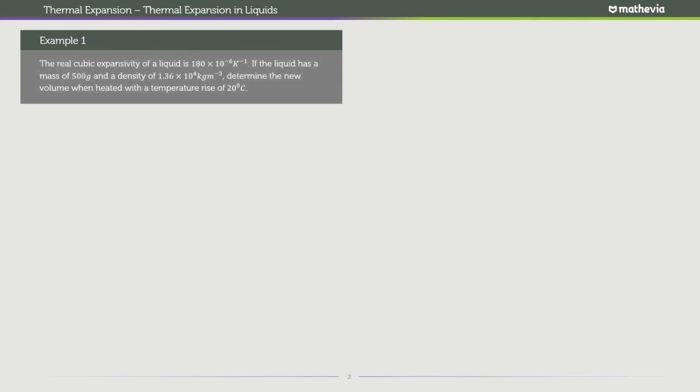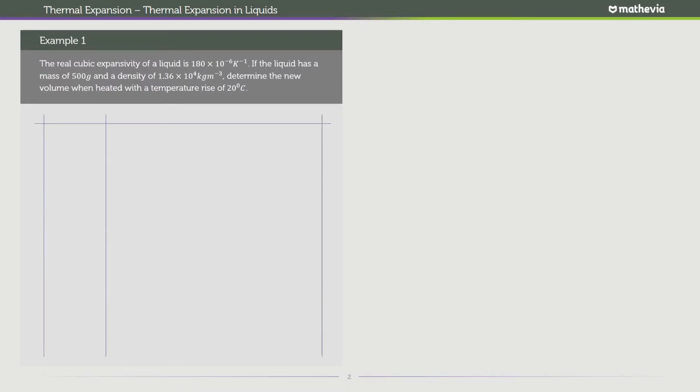Example 1: the real expansivity of a liquid is 180 times 10 to the power of minus 6 per Kelvin. If the liquid has a mass of 500 grams and a density of 1.36 times 10 to the power of 4 kilogram per meter cubed, determine the new volume when heated with a temperature rise of 20 degrees Celsius. We're given mass and density, and we're told to find the new volume. We're given the expansivity and the change in temperature.